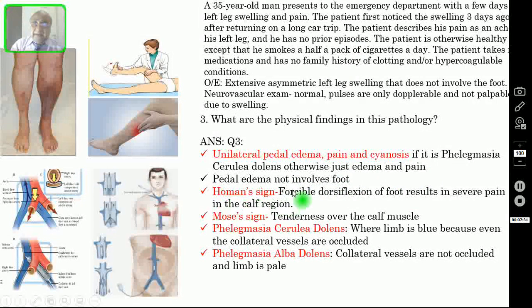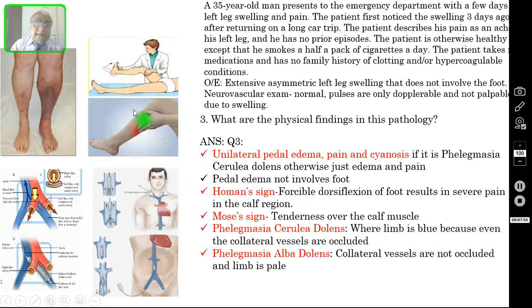Homan sign, that is forcible dorsiflexion of the foot, results in severe pain in the calf region. That is what you are seeing here. The surgeon is dorsiflexing this ankle joint. So the patient will experience severe pain somewhere here in the calf region, and this is called Homan sign. And tenderness over the calf muscle is known as Moses sign.